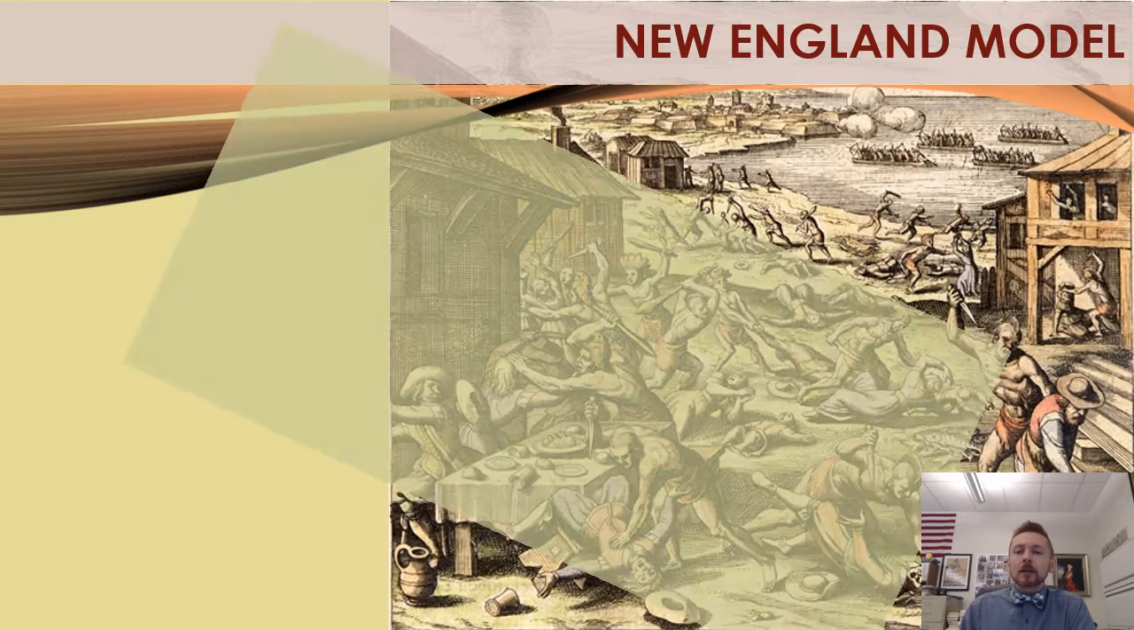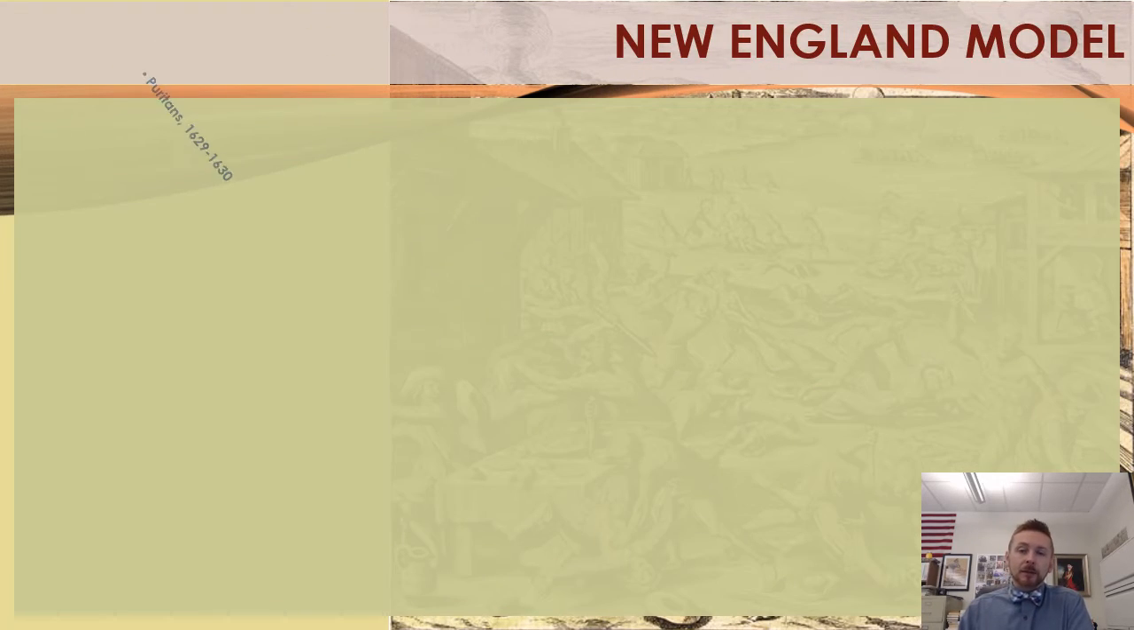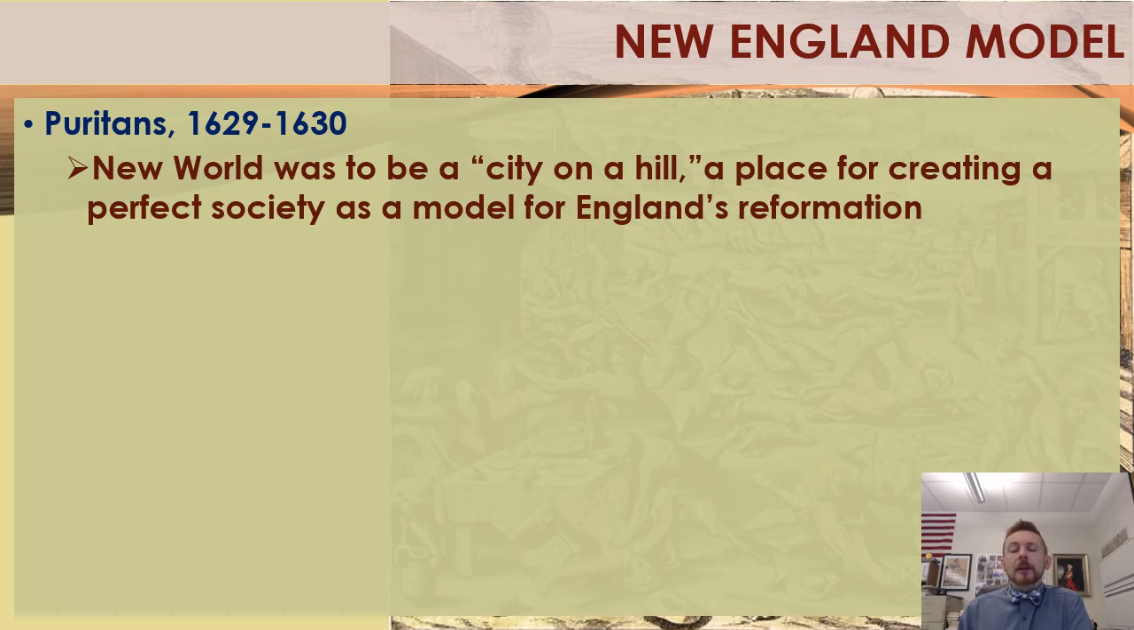The New England model is not the same as the Chesapeake model. The New England folks, the Puritans and the Pilgrims both, are religious people, deeply, deeply religious people. And their model was to create a utopia. And in essence, you can think of the Massachusetts Bay Colony as having a utopian vision, a city on a hill, as one of them said in a sermon.